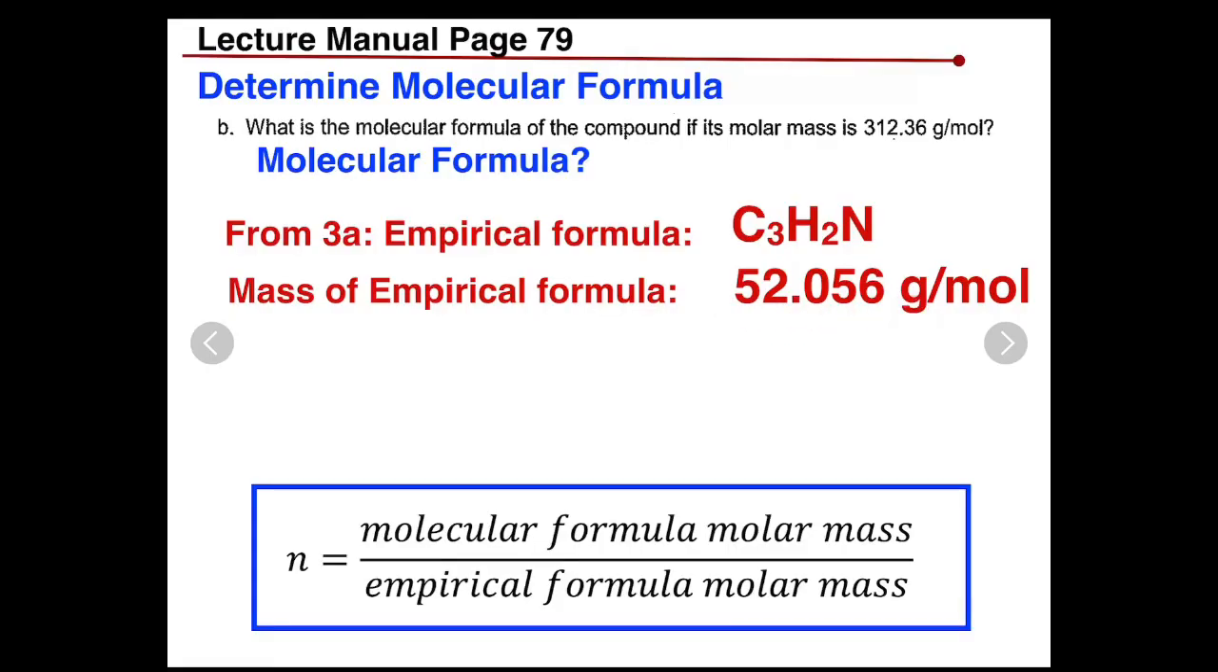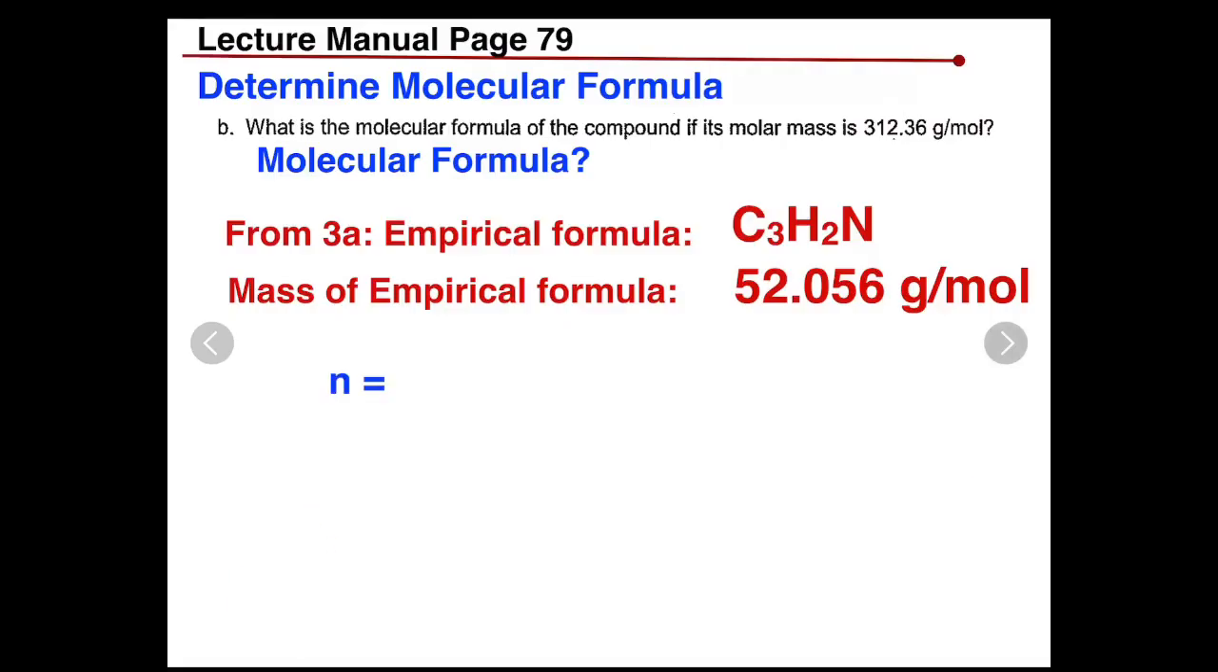You probably notice that the mass of the empirical formula is not the same as the actual mass of the molecule. Of course, it's not going to be the same, because this is the simplest ratio, and this is going to be the actual ratio. So to find the multiplier, you divide the molar mass of the molecular formula by the empirical formula mass. If you do this, you get 6. It means the molecular formula would be 6 times the empirical formula.